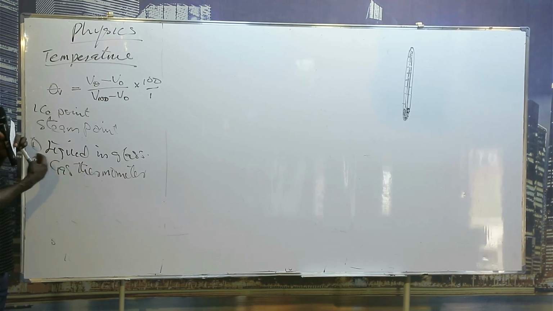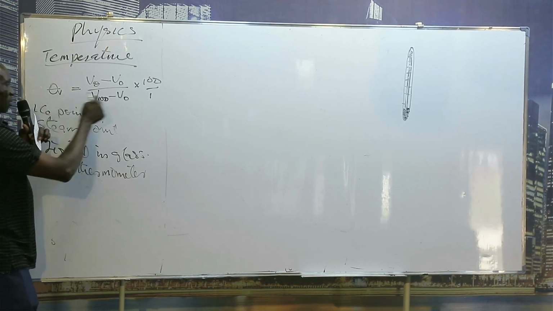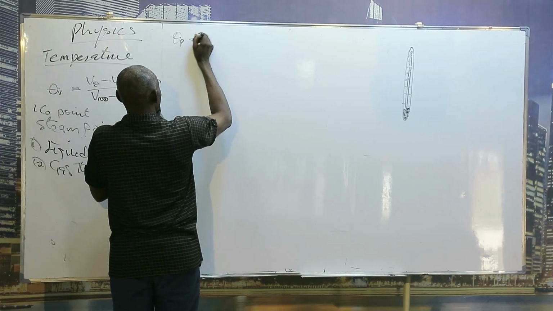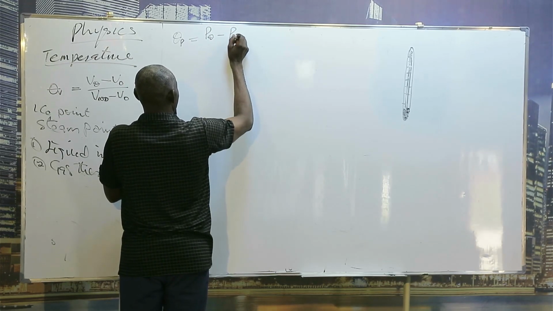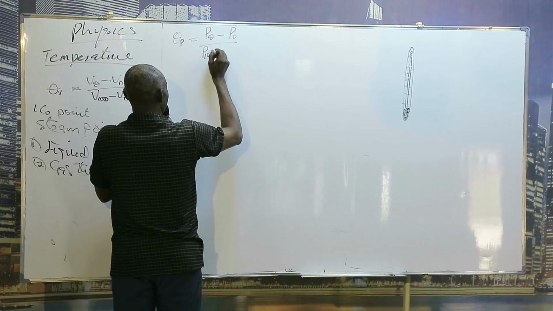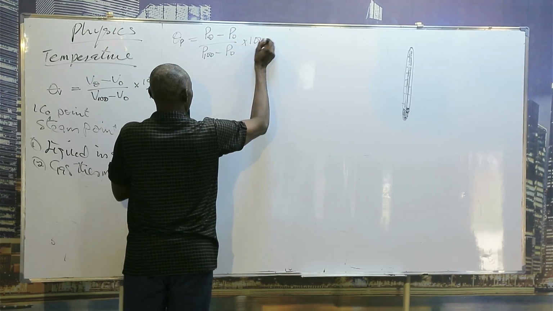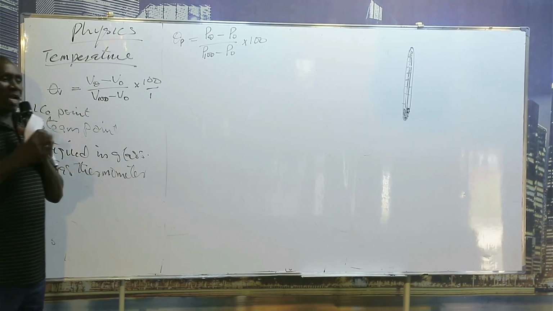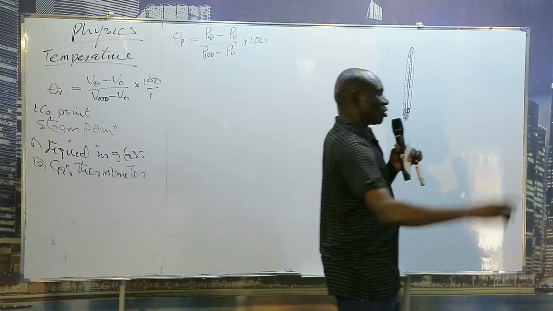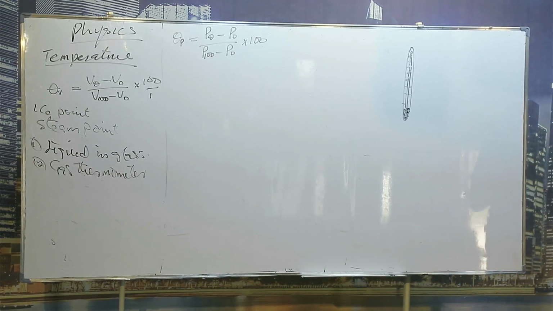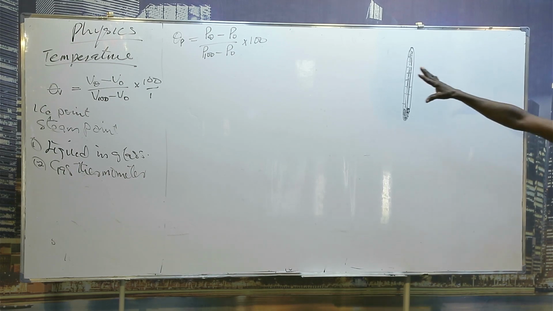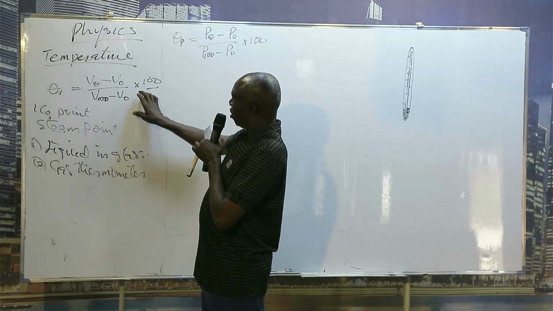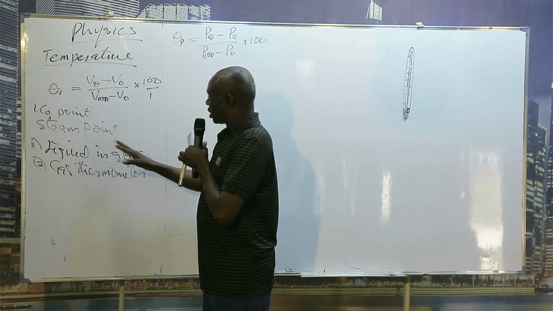So when you talk about the pressure, the same thing is represented here. Theta due to pressure is pressure at theta minus pressure at 0, over pressure at 100 minus pressure at 0, times 100. Anytime you have a calibration equation, it is normally drawn this way. Very, very important. This is for gas thermometer. And this is for volume thermometer or liquid in glass thermometer.